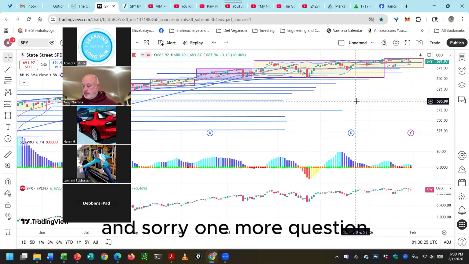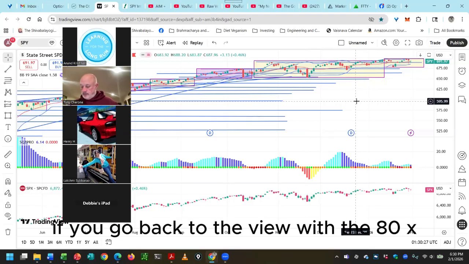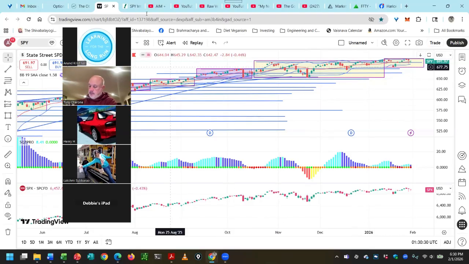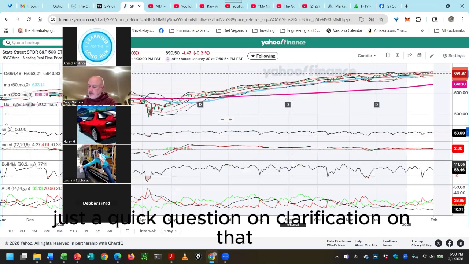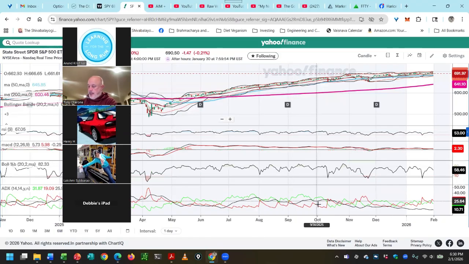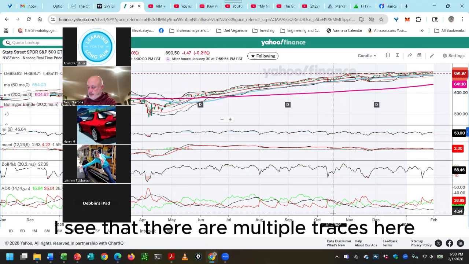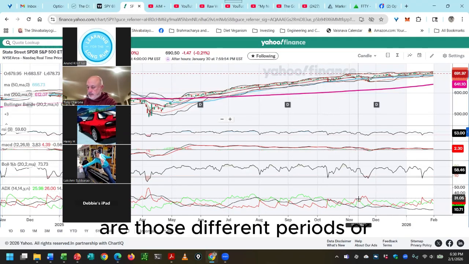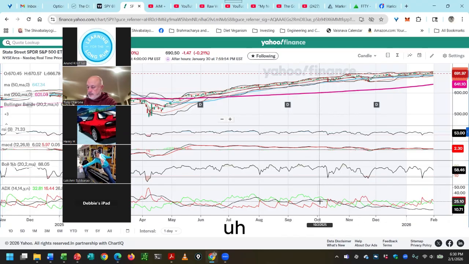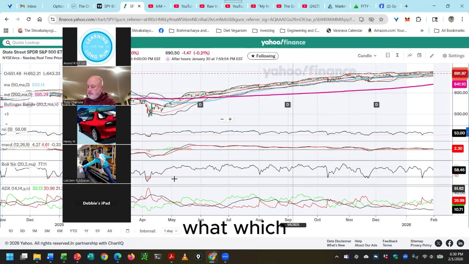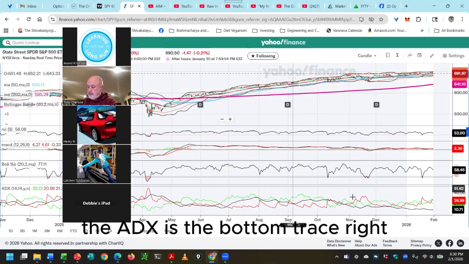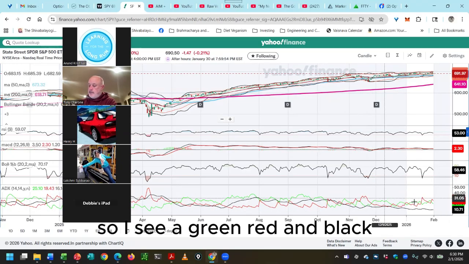One more question. If you go back to the view with the ADX, just a quick clarification on that. I see that there are multiple traces here. Are those different periods? The ADX is the bottom trace, right? Yeah, this one. So I see a green, red, and black trace.